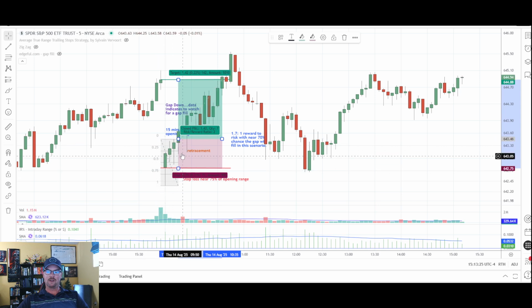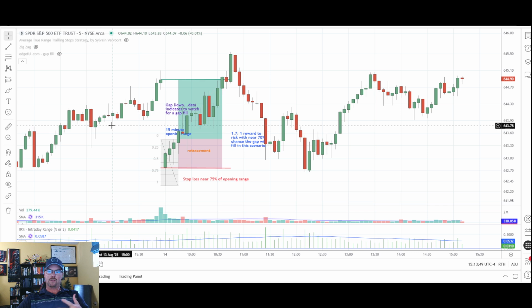So if you think of this range, I've drawn in the little markers here. This would be a 25% retracement, this would be a 50%, this would be a 75% retracement of this opening range. We can put our stop loss right near that 75%, and it won't get hit too often. It will get hit very rarely.